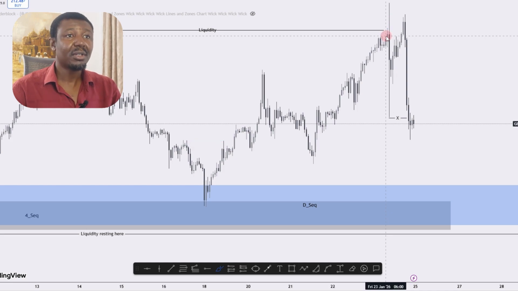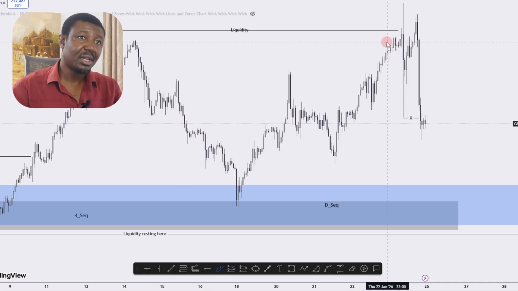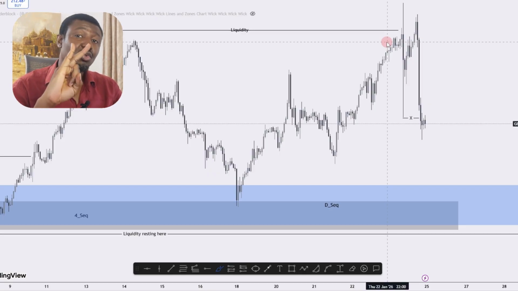Okay, so before the news, we actually positioned ourselves for a buy, but we had not entered the trade because we were waiting for confirmation. So now you have to consider two time frames. To avoid fake outs in the market, you have to consider two time frames: one, your structure time frame, and two, your entry time frame.